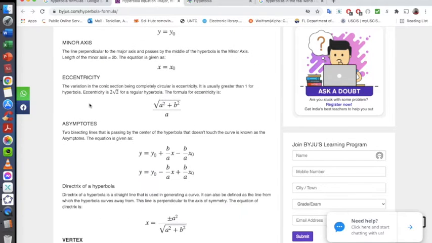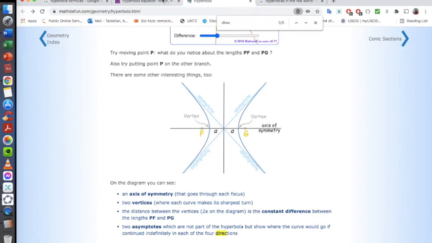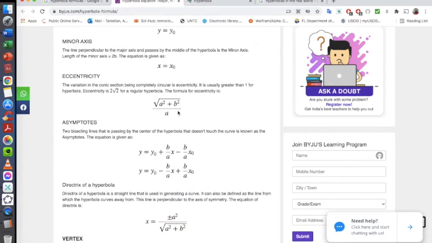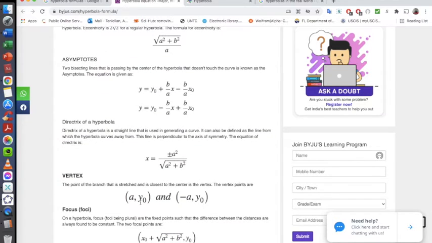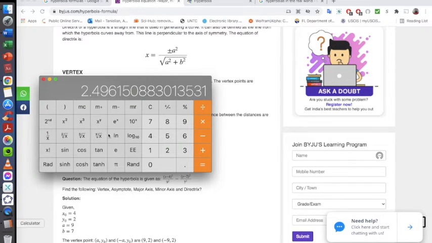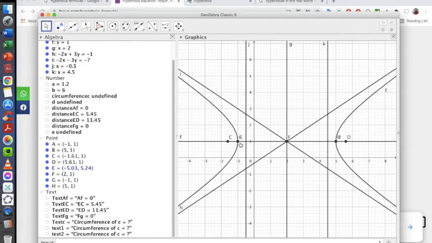So looking at the formulas from byjus.com, which is available on hundreds and thousands of sites, I'm sure. Major axis minus minor axis found, eccentricity, we'll come back to that. Our vertex, we found that. Our foci, (x naught plus or minus the square root of a squared plus b squared, y naught). So the square root of a squared plus b squared is the square root of 13, and so that's going to be roughly 3.61.